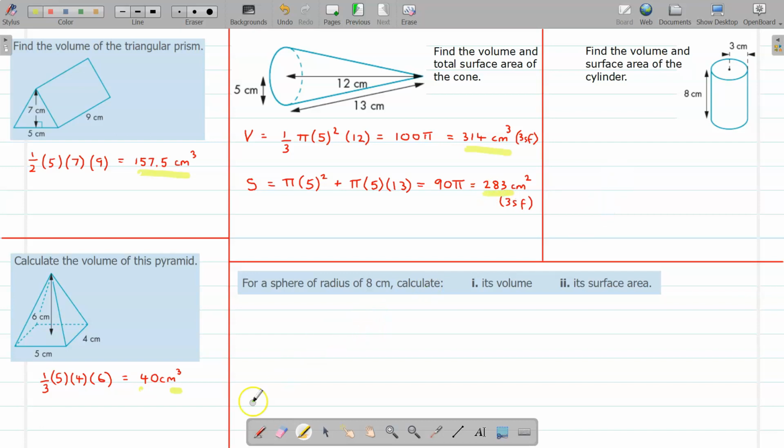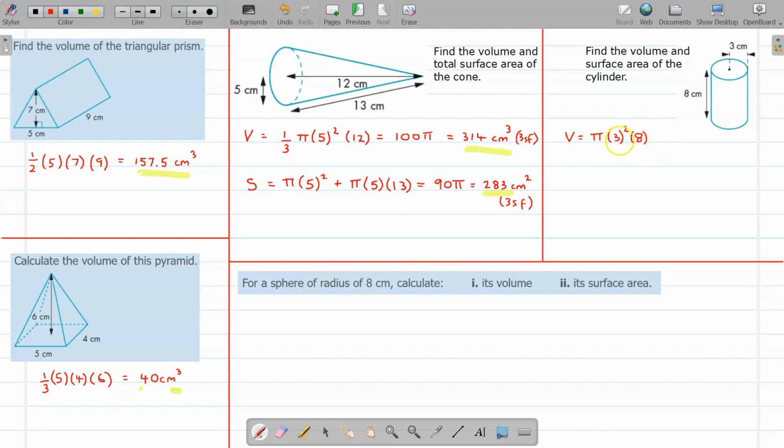Okay, now we come on to a question over here about the volume and surface area of a cylinder. Well, we do the same kinds of things, but using the correct formula. So for the volume of a cylinder, we simply use the fact that it's the area of the base, which is pi times r squared, and r is 3. So it's pi times 3 squared times the height, which is 8. And you're just literally multiplying all that stuff together.